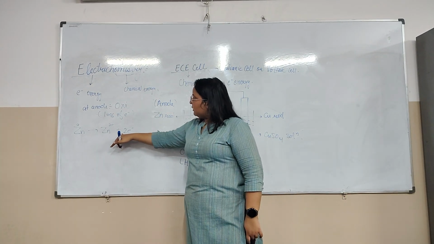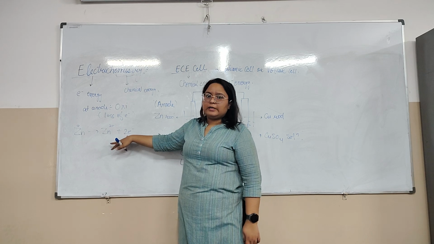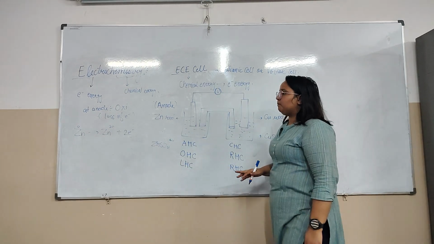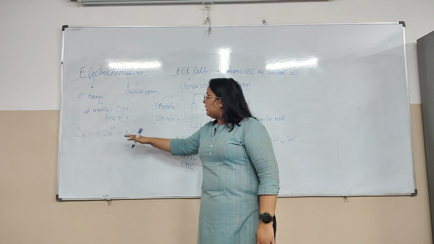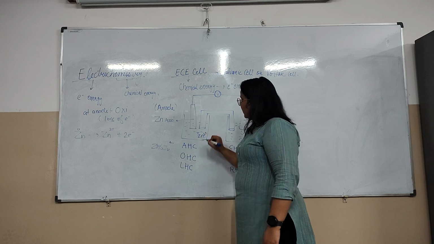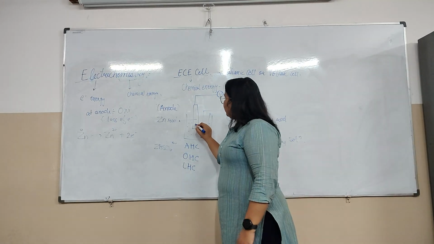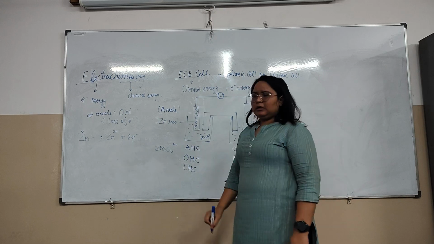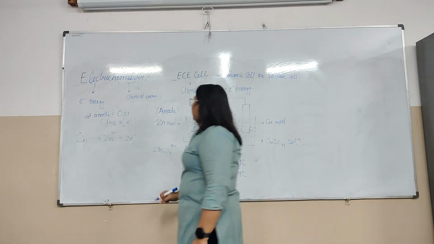Also, we can see electrons on the product side. That means loss of electrons, again the definition of oxidation. So at the anode, what will we get from the zinc rod? We will get Zn2+ in solution, and electrons will be accumulated on the zinc rod.